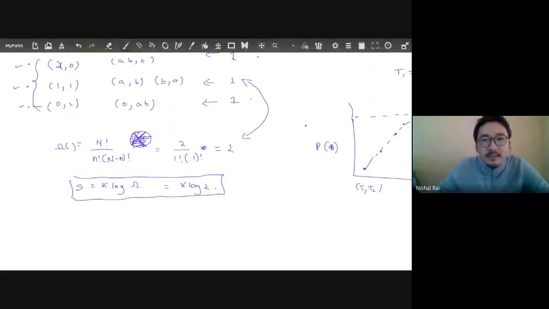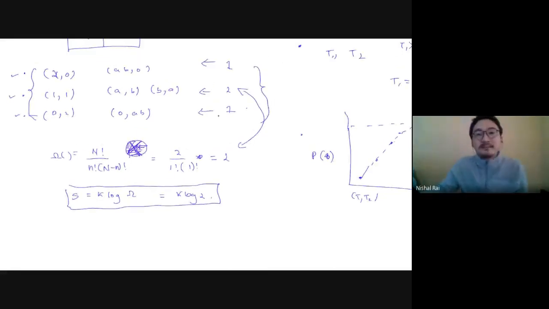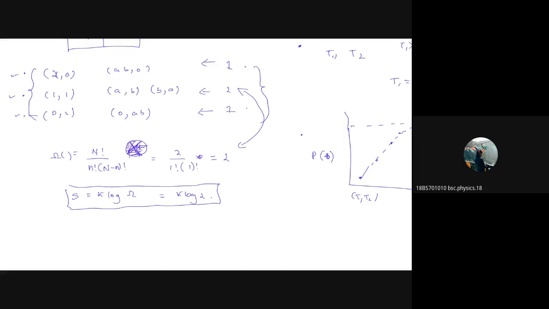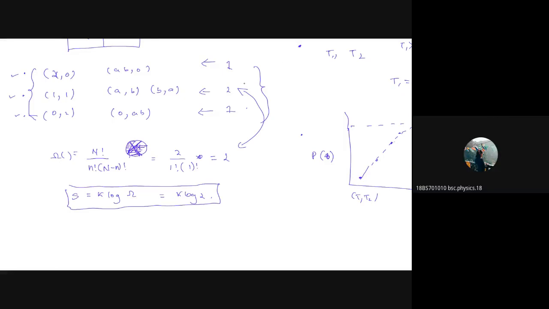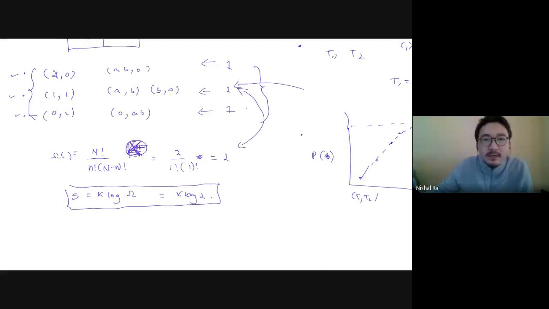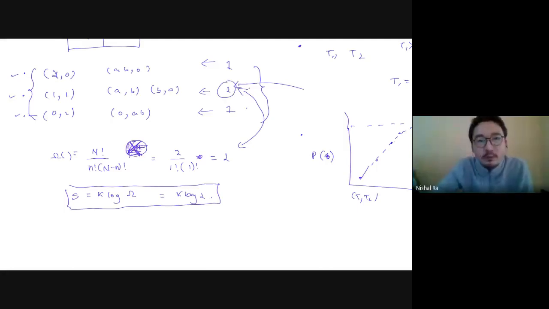So from these three systems, which one is your equilibrium state? Now this is the second question: 2, 0, and 1, 1, and 0, 2. Basically this one, 1, 1, because this will have the highest probability. Can you see? 2 is sitting over here. Because the number of distributions is more.